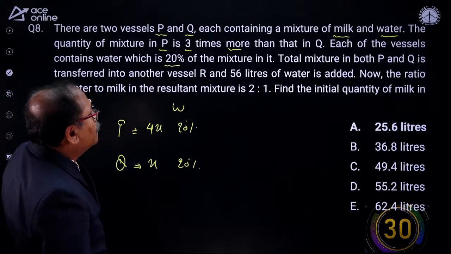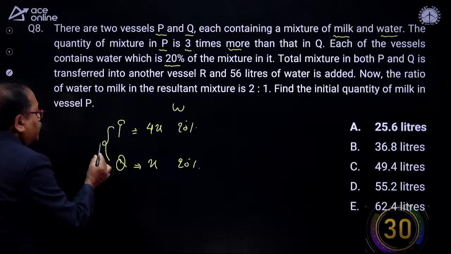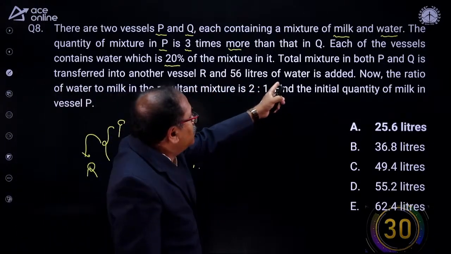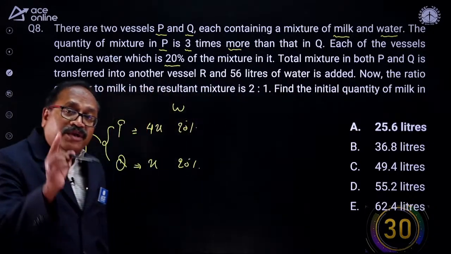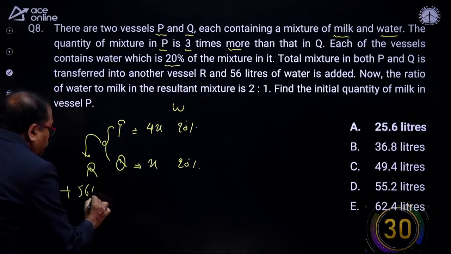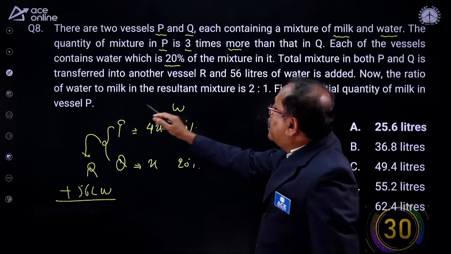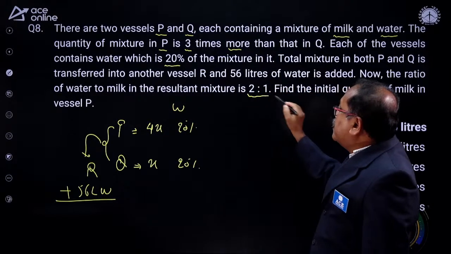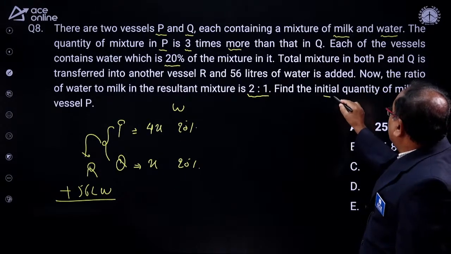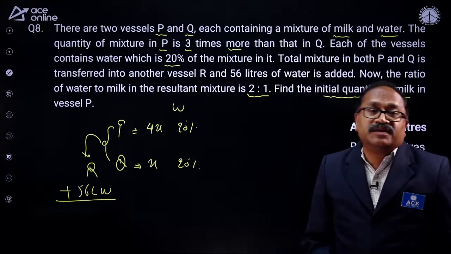The next one, total mixture of P and Q is transferred to vessel R. इन दोनों को क्या किया है? एक दूसरे वेसल R में डाल रहा है. चलिए and 56 liter of water is added. R में डालने के बाद में 56 liter of water उसमें ऐड किया. Then now the ratio of the water to milk in the resultant one is 2:1 हो गया इस एक्टिविटी के बाद में. Now the question is what is the initial quantity of milk in the vessel P? vessel P में milk कितना था?